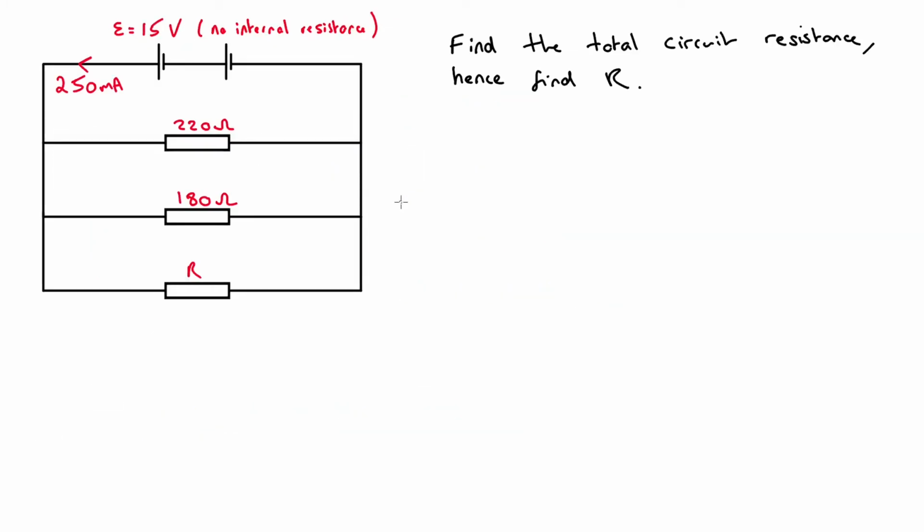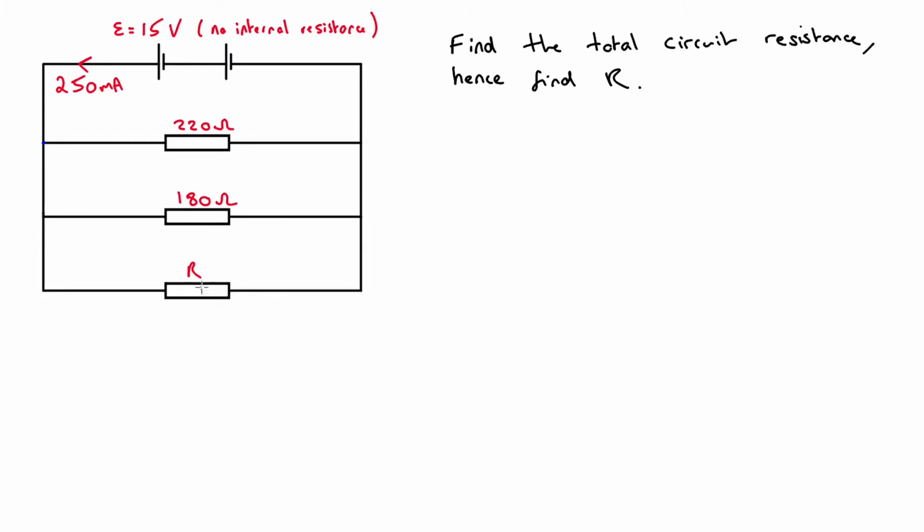But there we are. So this time we once again have a parallel circuit. We have a 15 volt battery, no internal resistance in this case. 250 milliamps flows from the battery. And you can see three resistors here, 1, 2, 3, in parallel with one another. Junction here, current splits, some current goes through the top resistor, some through the middle, some through the bottom resistor. We're asked to find the total circuit resistance.